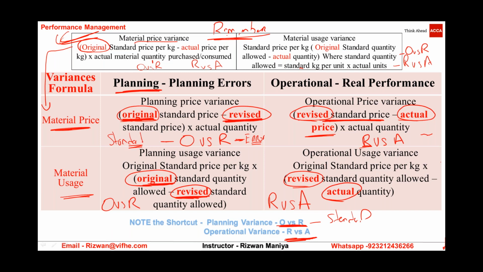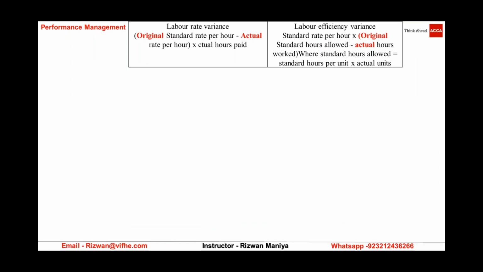This is for material. Now for labor. Again, these are the F2 formulas for labor. What does labor rate indicate? Standard rate versus actual rate. What does labor efficiency indicate? Standard hours allowed versus actual hours worked. Rate indicates the difference of rate, and efficiency indicates the difference of hours.